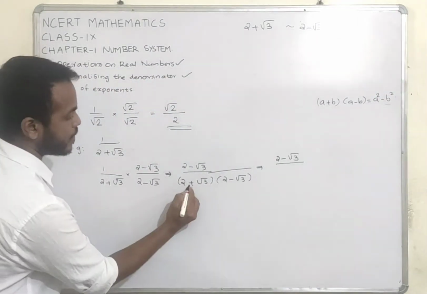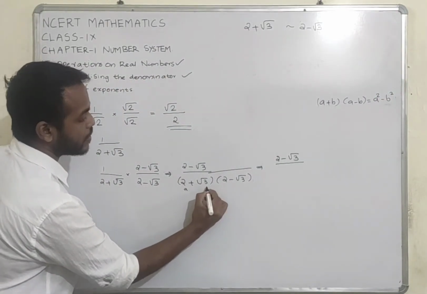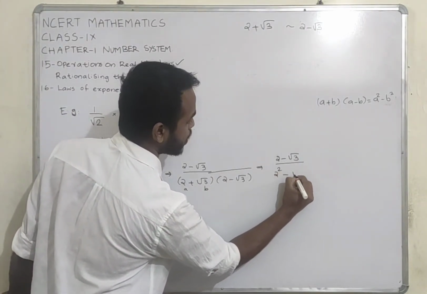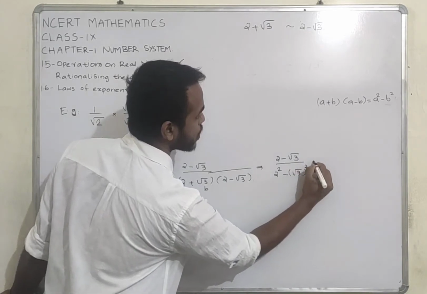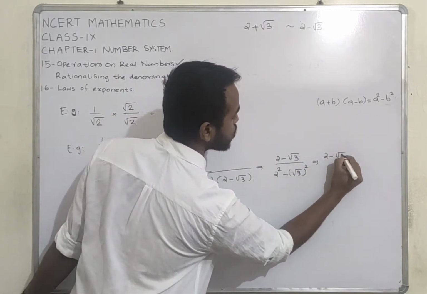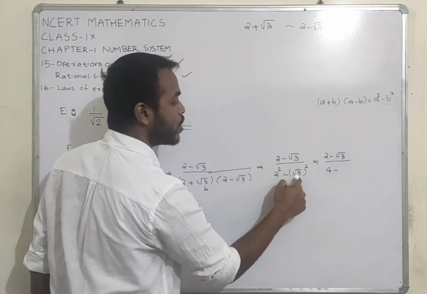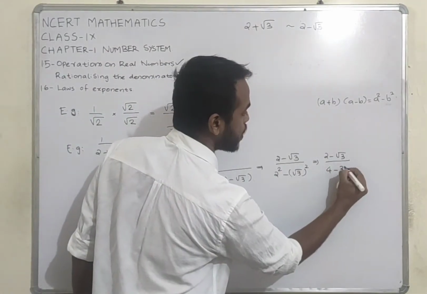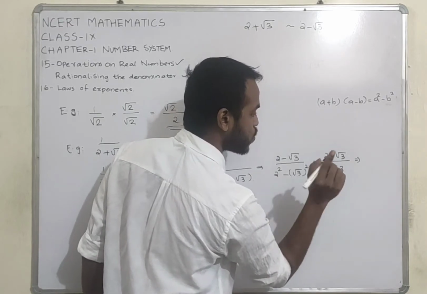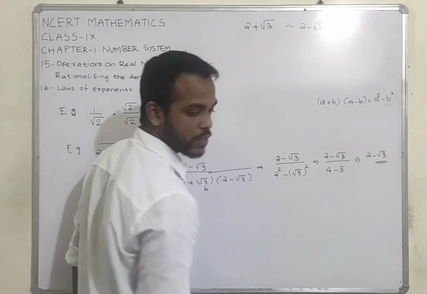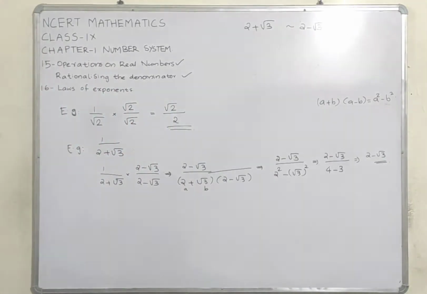And what is a here? A is 2, b is root 3. So it becomes 2 square minus root 3 square. So it becomes 2 minus root 3 divided by 2 square, which is 4, minus root 3 square, which is 3. So the answer is 4 minus 3, which is 1. 2 minus root 3 by 1, or 2 minus root 3 itself. So that is the answer.